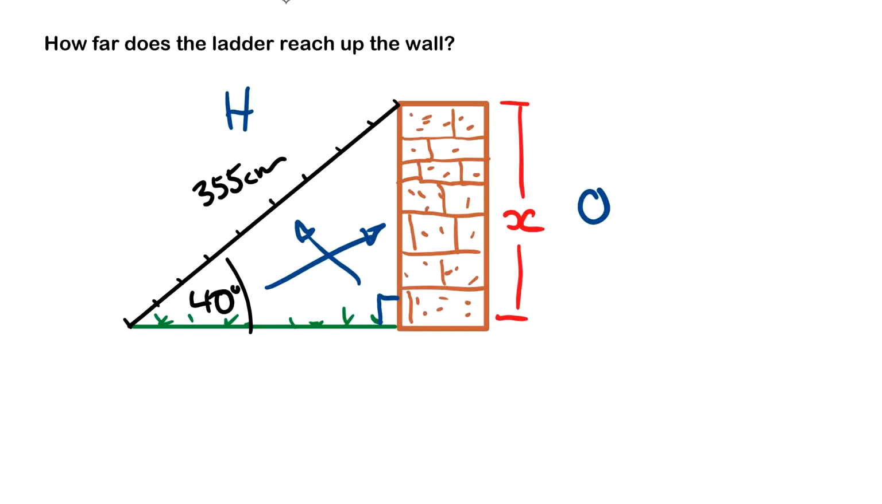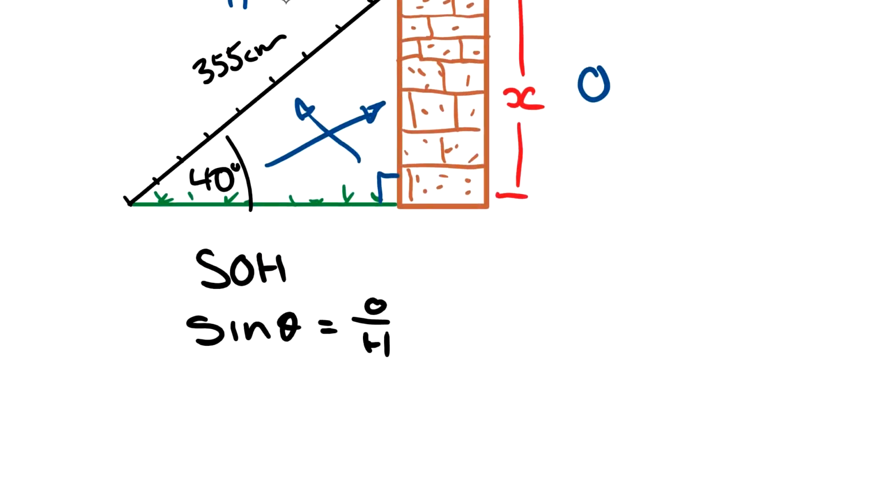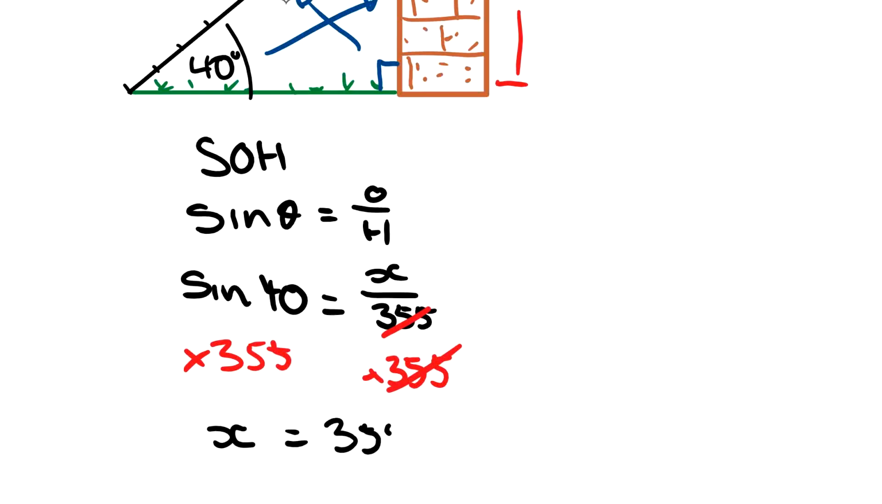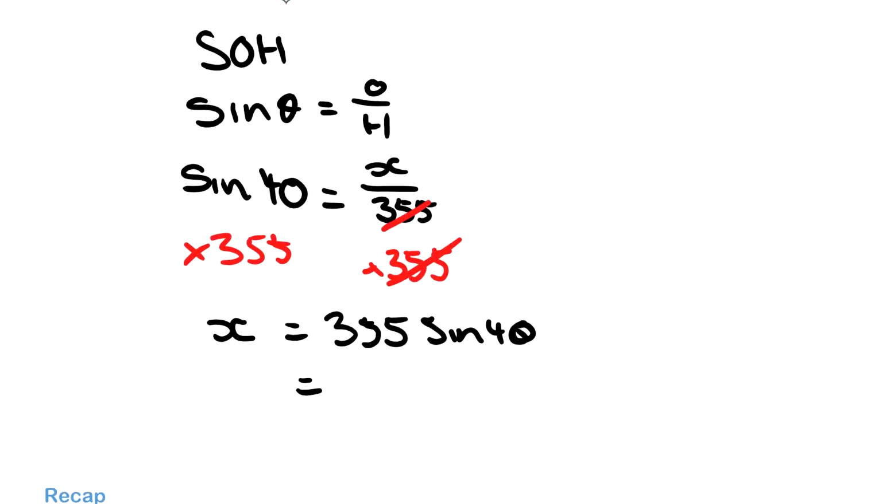So I have O and H, so I know I'm using SOH. So sine theta equals O over H. So sine 40 equals X over 355. And as always, we times the 355 up. They cancel out, and I'm left with X equals 355 sine 40, which we put straight into the calculator. And we get 228.19 centimeters.